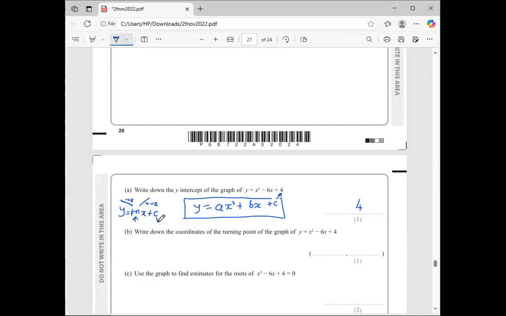Now, c, there was a reason why I brought this up. c is the intercept on y-axis. Please take note, intercept on y-axis, okay? And the reason why it's on y-axis, you can see, is because y is on the left-hand side of the equal sign. So it is the intercept on y-axis.